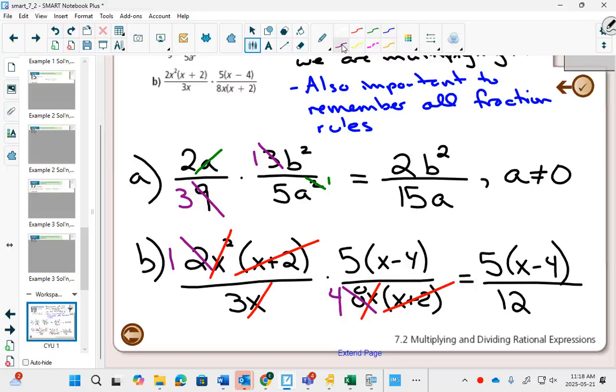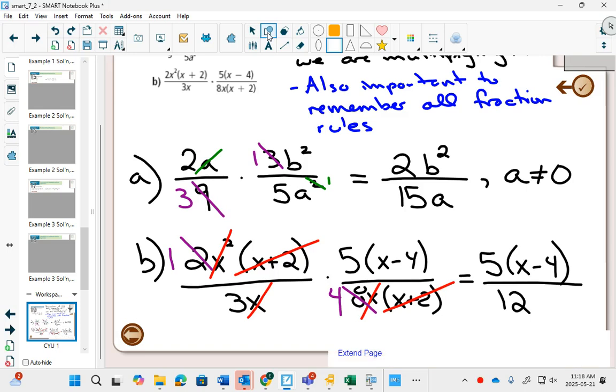Once I've got it, I'm going to double check. What about my numbers? 5 over 12, does that reduce anymore? No. Do I have any factors that are identical? No. So we would be done. Again, the textbook listed some non-permissible values here. So if I were to list my non-permissible values, I have to check where we're dividing. Well, sometimes I take out my highlighter and just highlight all the places that we're dividing in the question and check them all. Can you see in the first one?